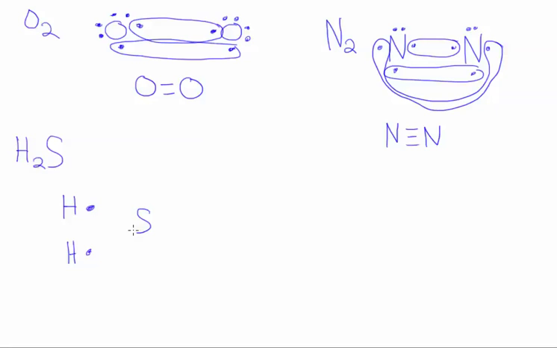Sulfur is in group 16, so it has 6 valence electrons. And usually once you draw these, you can pretty quickly see how the pairing is going to happen. And if you redraw this, there you go.